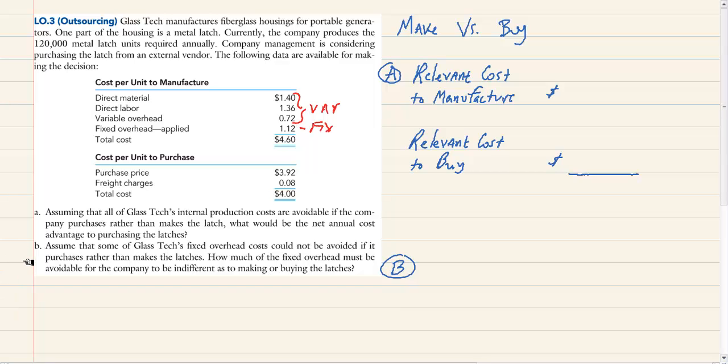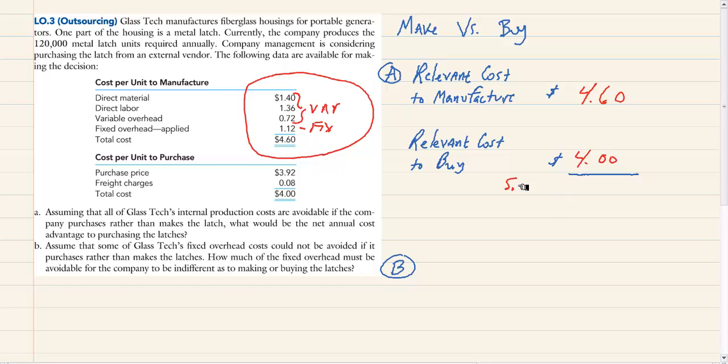Part A wants to know, assuming that all our internal production costs are avoidable, if we purchase rather than make the latch, what would be the net annual cost advantage to purchasing the latches? So the idea is all these costs right here, if we don't make the latches in-house, are avoidable, meaning that we won't incur the cost. So the relevant cost to manufacture is going to be $4.60 a component. The relevant cost to buy is going to be $4.